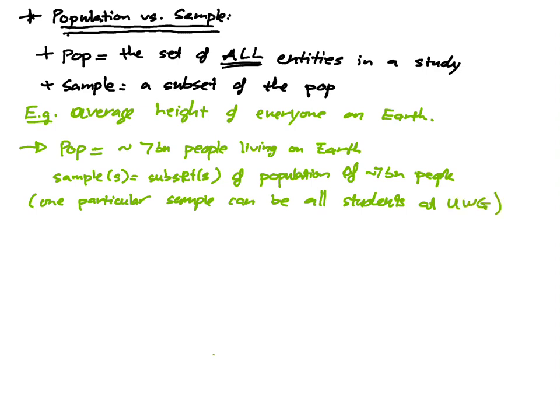Okay. Suppose I think that I can use the information, the heights of everybody at West Georgia, to estimate the average height of everybody on Earth. Then I can choose my sample to be all students at West Georgia. Right. There will be other samples that other people can choose, so the number of samples can be potentially very large. Okay.